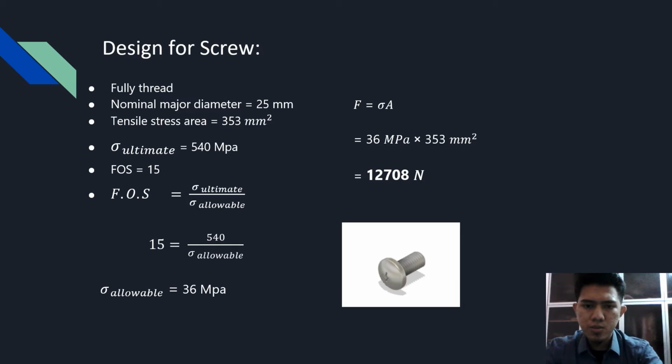So allowable stress times the tensile stress area gives the force, which is 12,708 Newton. So the value is more than enough for the screw to sustain and give strength to our machines. Here I put the image of the screw that we use in our machine.